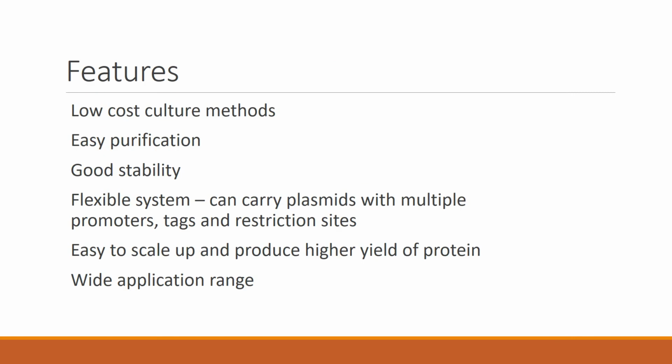At the end, I want to introduce the features of the E. coli expression system. Culture method costs low, easy purification, good stability, flexible system, can carry plasmids with multiple promoters, tags, restriction sites, which gives lots of choice in the recombinant gene, expanded easily and produces higher density of protein, wide application range.